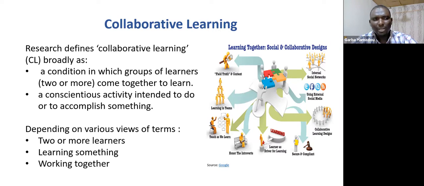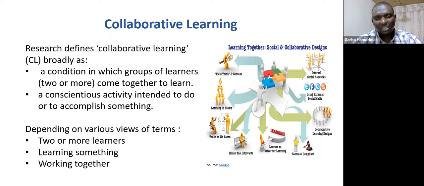Collaborative learning. What do we mean by collaborative learning? Research has defined collaborative learning broadly as a condition in which a group of learners, two or more, come together to learn, a continuous activity intended to accomplish something. Collaborative learning is like putting students in a group regarding a subject they are going to learn, through engagement, and how they can learn from each other and share experience in order to accomplish something new or to improve something that already exists.